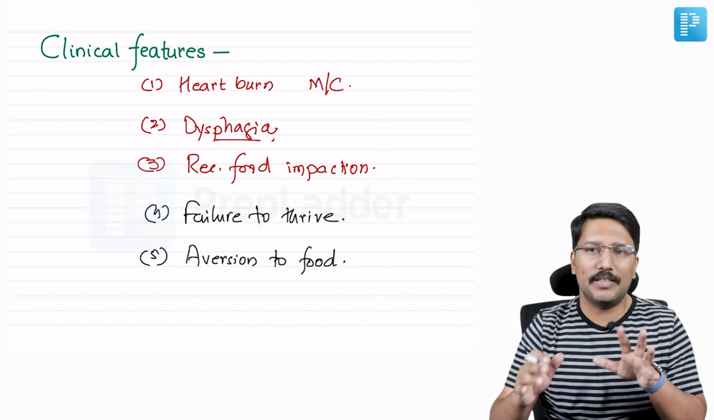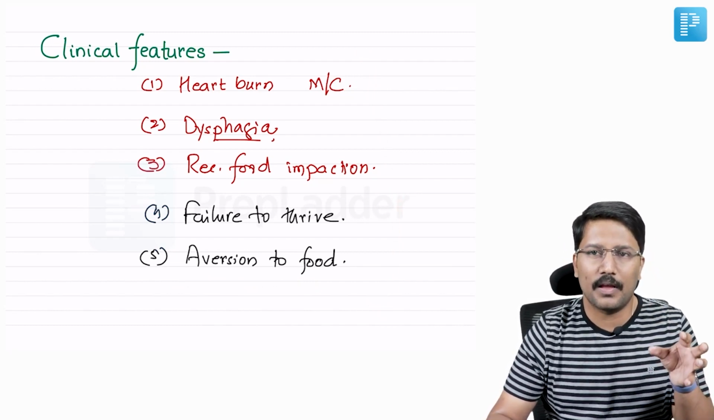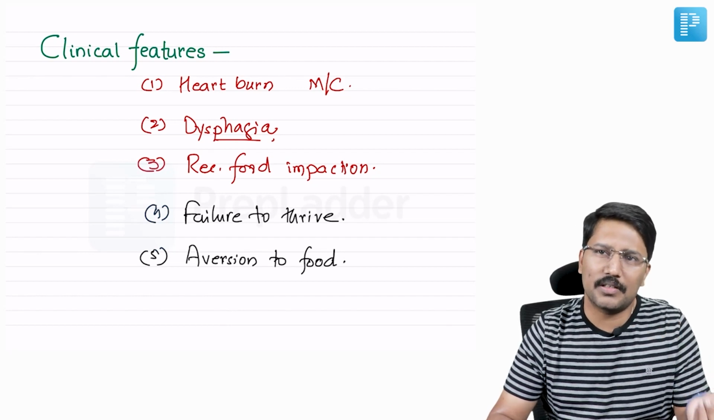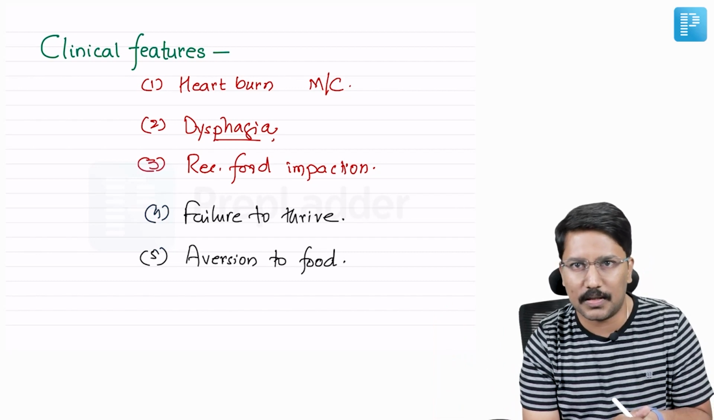Particularly in the adult world, we suspect eosinophilic esophagitis when a patient presents with GERD symptoms and it is refractory to GERD treatment. Then we subject them to endoscopy, do a biopsy, and the biopsy report says that this is eosinophilic esophagitis.